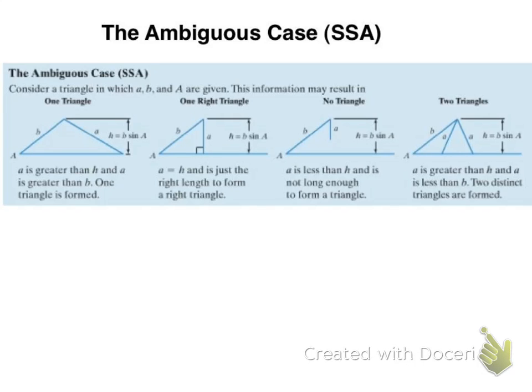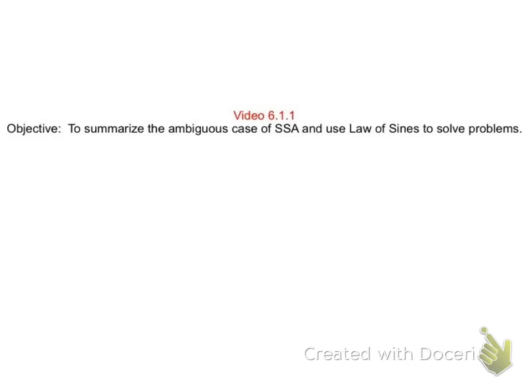This is video 611, and the goal of this video is to be able to talk about the ambiguous case of side-side angle, that naughty word, that case that is going to cause problems when we're trying to find missing information. We're going to take a look at that and summarize it here, so you'll want to jot a couple of things down, if not the examples.